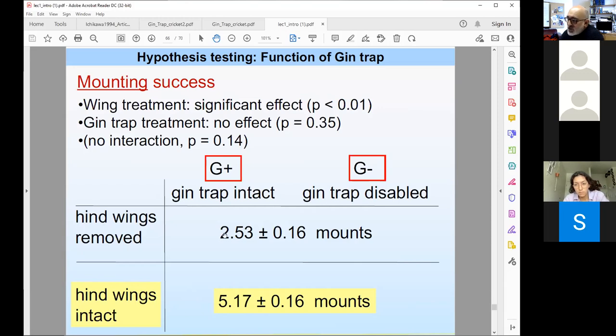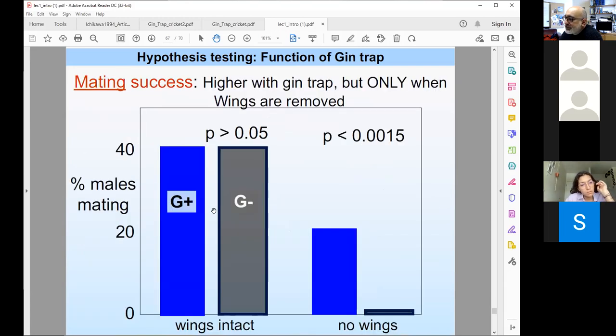So it's attractive. That speaks to the paper that I showed you there about virgin males. Virgin males are more attractive to females because they have intact wings, which means they can provide a better meal. But here's the result of the experiment.